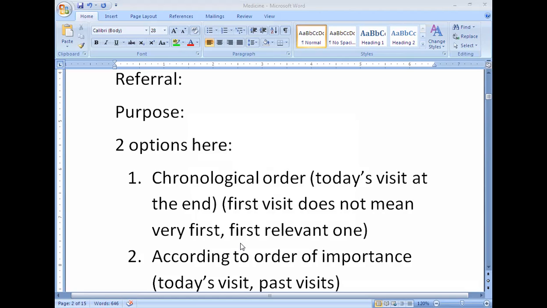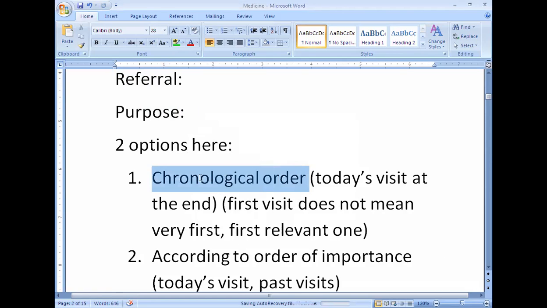Yes, Rajneesh? Now we are talking about the referral letter, and how to organize information in referral letters.